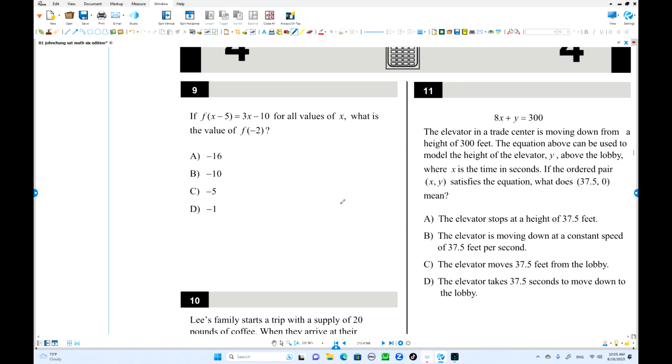Here is number 9. For all values that are true, what is the value of f of negative 2? So this is negative 2, right? For what value of x is that negative 2? If x equals 3, that is negative 2. Put this number 3 in there. So f of negative 2 is what? 3 times 3 minus 10. It's going to be negative 1, okay? All right.